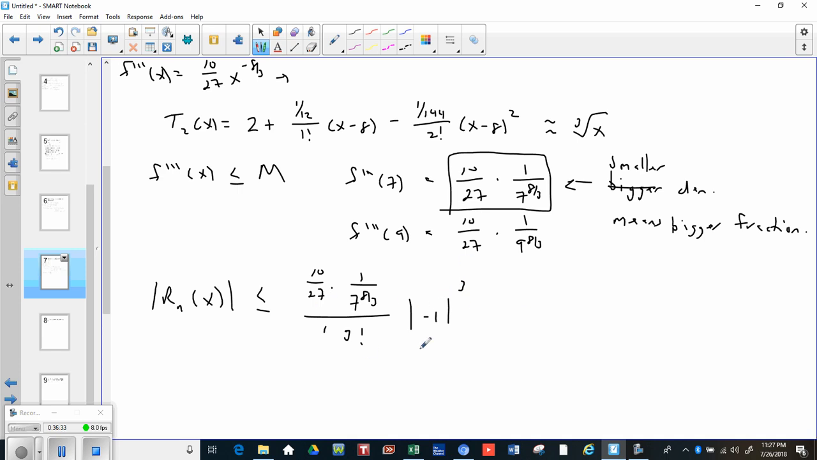So now you can plug all this stuff into the calculator, because believe me, we do not want to try and be doing any of this stuff in our heads. So when you plug that into the calculator, what you get is 0.000344. This is the maximum error of our remainder.